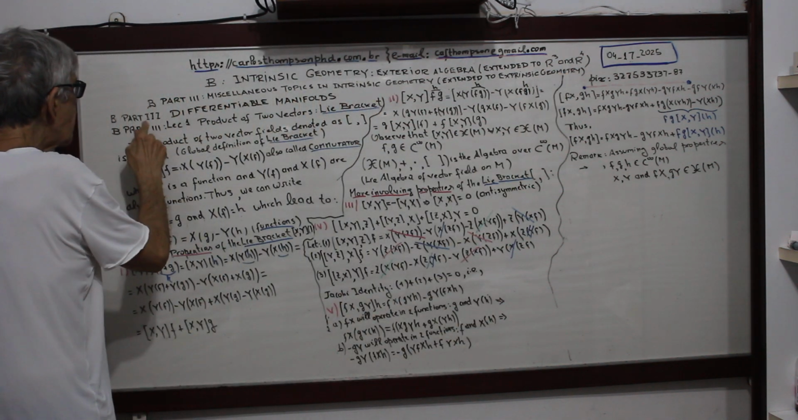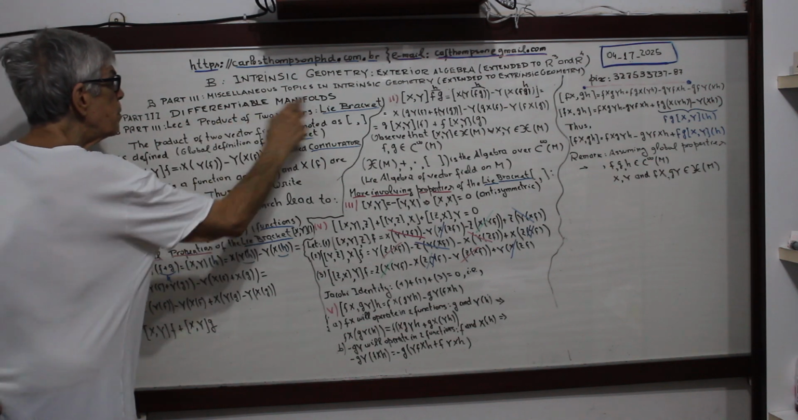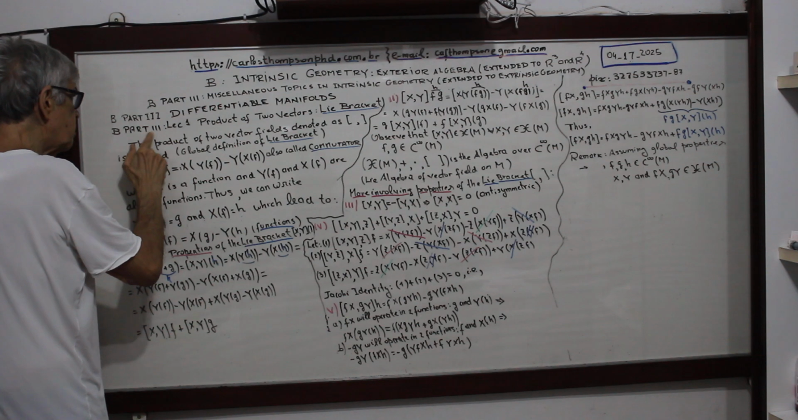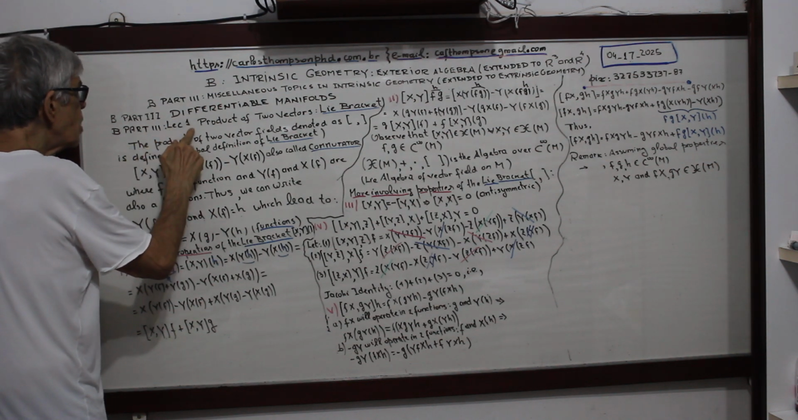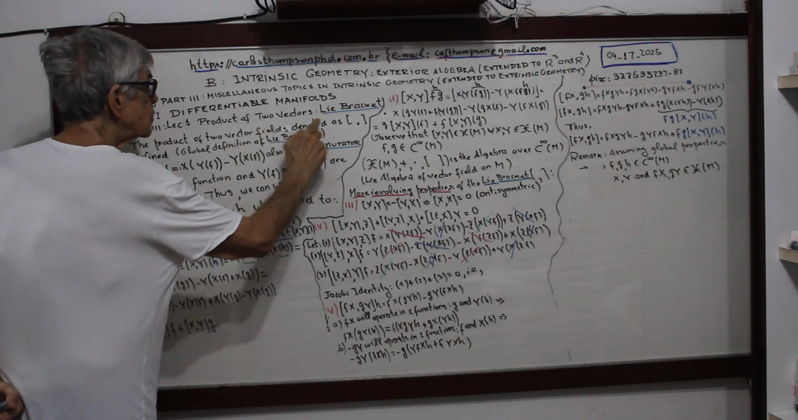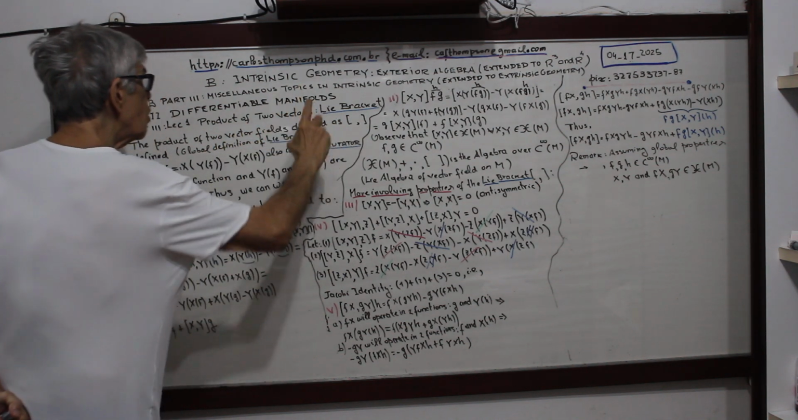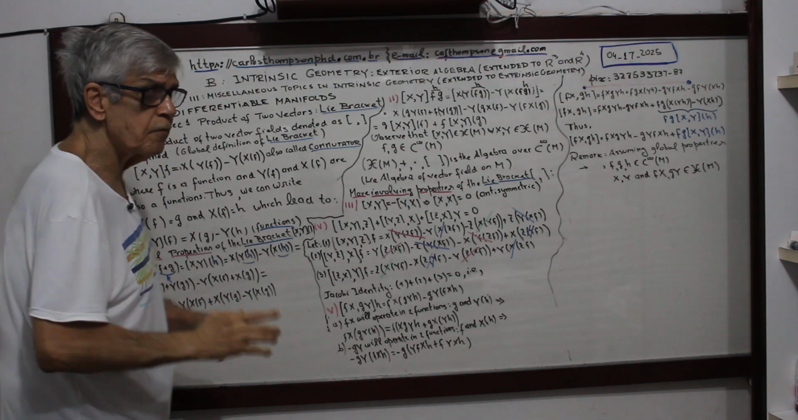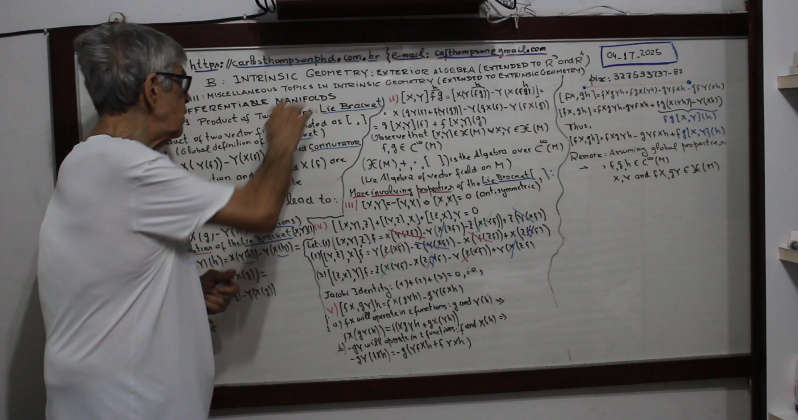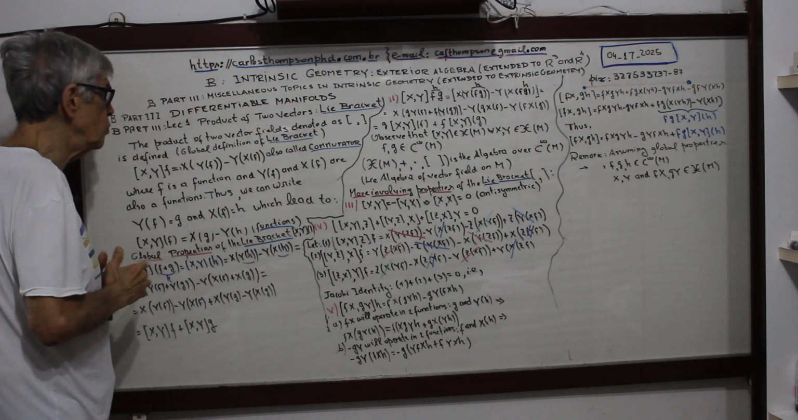Now, B part 2, differentiable manifold. This is part 3, lecture 1. This is part 3 now. Product of two vectors, the Lie bracket, the definition of a Lie bracket. The Lie bracket is a very, very important tool in the differential manifold. It's a very important tool.